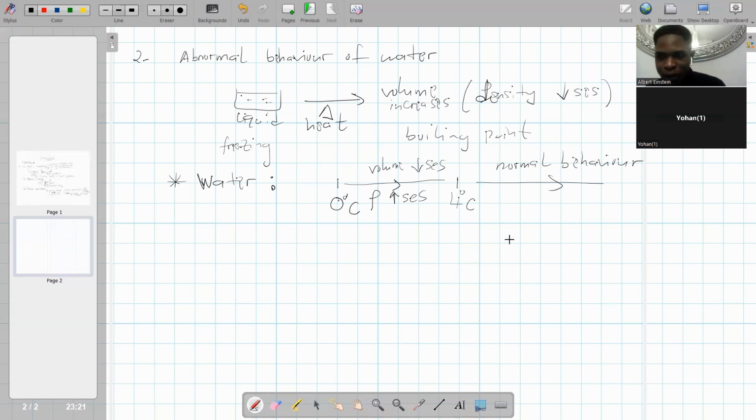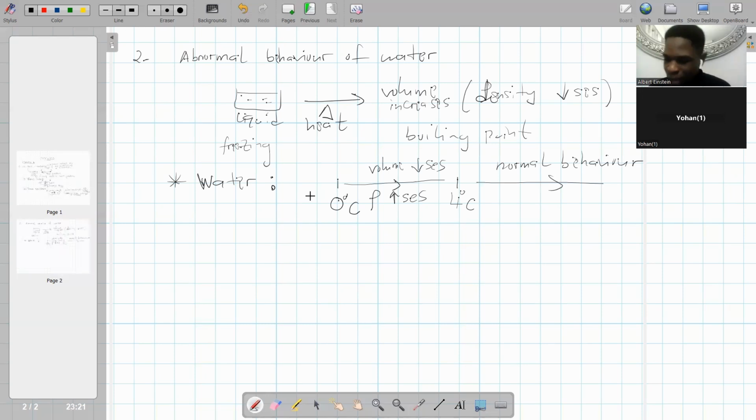When you say it becomes normal behavior, it means that from 4 degrees and going upwards, the volume starts increasing normally when you heat it, and the density starts decreasing. But between 0 and 4 degrees, when you heat it, the density increases. That's the behavior of water.